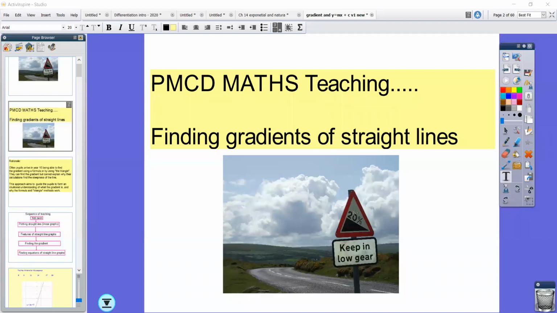Hello and welcome to another session of PMCD Maths Teaching, and this time we're looking at finding gradients of straight lines. Before we get started, I just want to show the rationale of why I'm taking this approach with teaching gradients of straight lines.